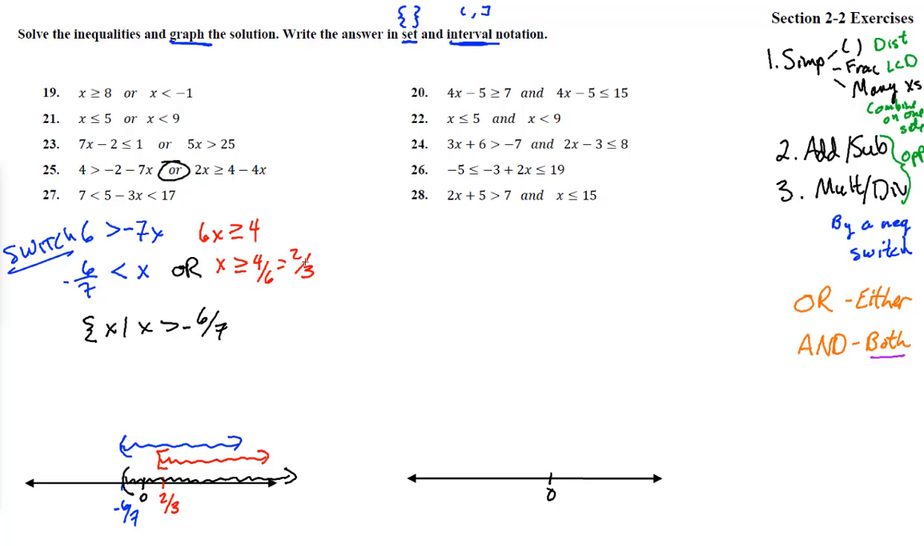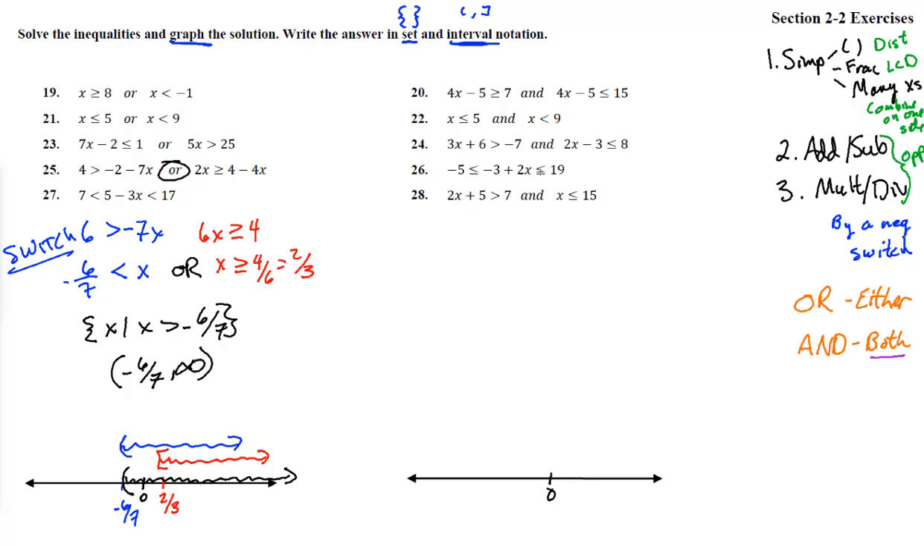This turns out to be useless because we already have all of them. And then interval notation is from -6/7 all the way up to infinity, and a parenthesis saying it is open right there. We don't quite hit -6/7. Good deal. Number 26 here.